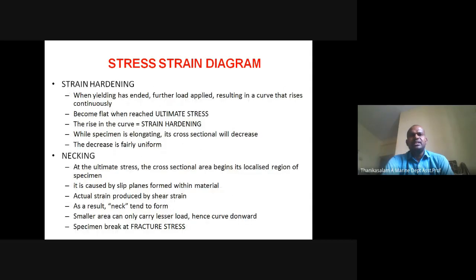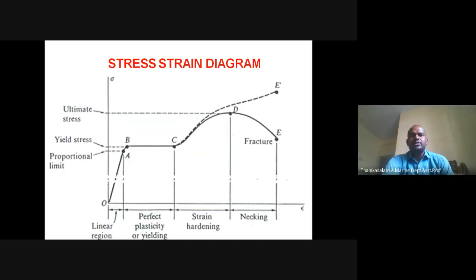When yielding has ended and further load is applied, the curve rises continuously and becomes flat when it reaches the ultimate stress. This rise in the curve is called strain hardening. While the specimen is elongating, the cross-sectional area will decrease. The decrease is fairly uniform. At this point, the cross-sectional area decreases to the maximum load the material can carry.